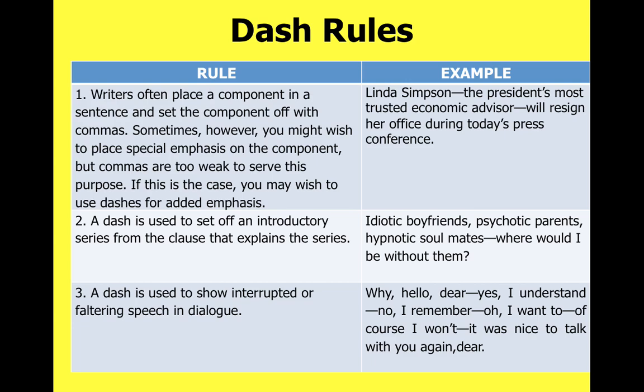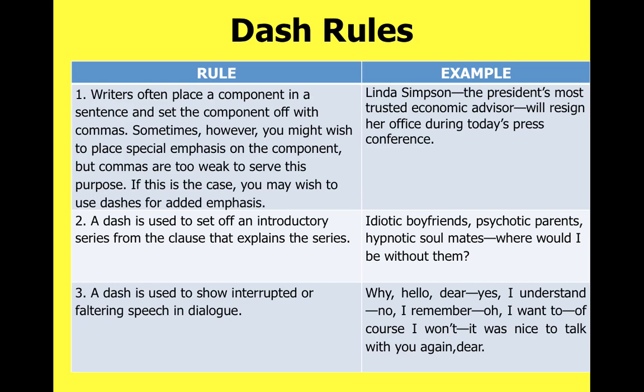Rule number 2, a dash is used to set off an introductory series from the clause that explains the series. So we have a list here: idiotic boyfriends, psychotic parents, hypnotic soulmates. Where would I be without them? So in that situation, that dash is used to set off that introductory series, that list, from what explains the series, which is where would I be without them.